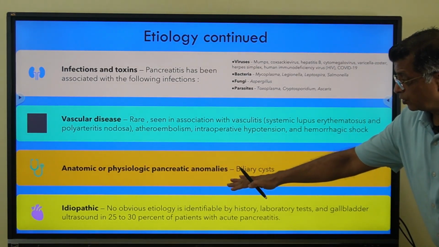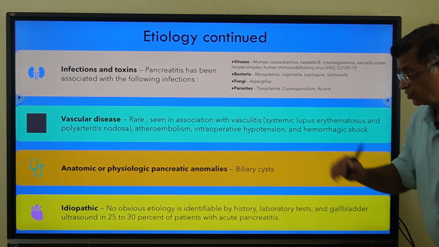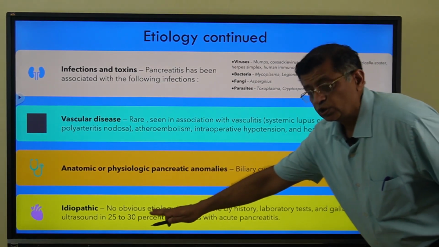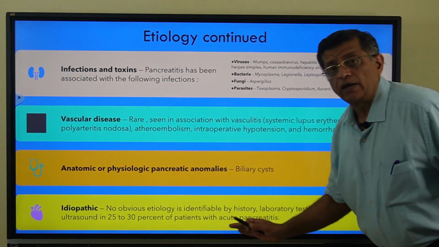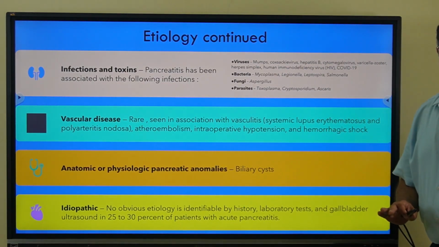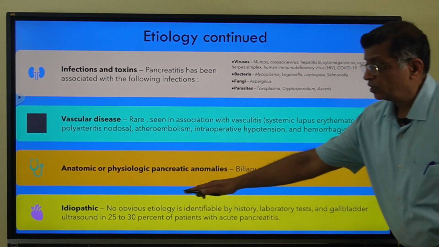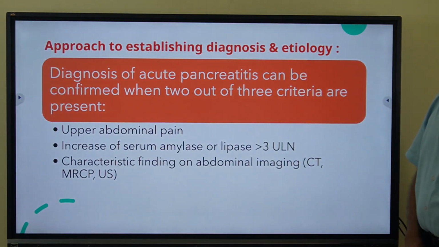There could be some anatomic or physiologic pancreatic abnormalities like biliary cyst, and in 20 to 30% of patients, no appropriate cause can be found in cases of acute pancreatitis. So these are the idiopathic cases.